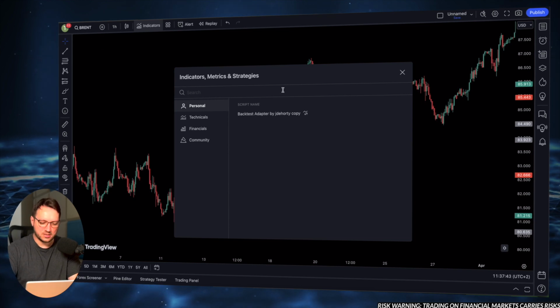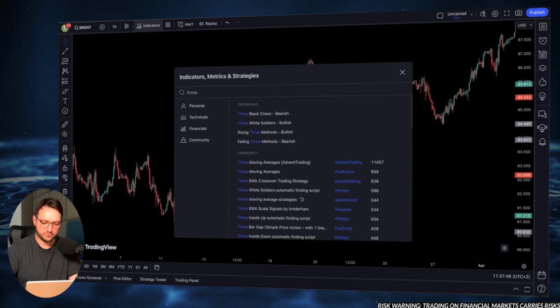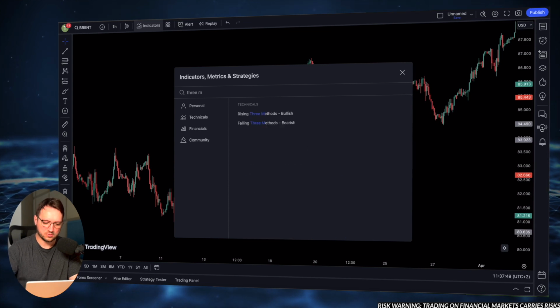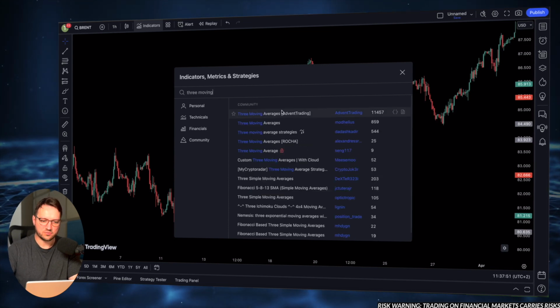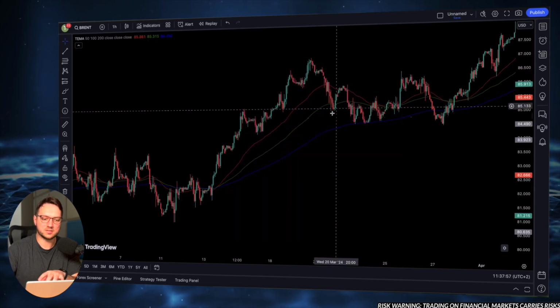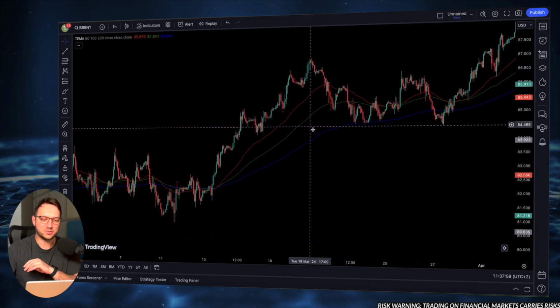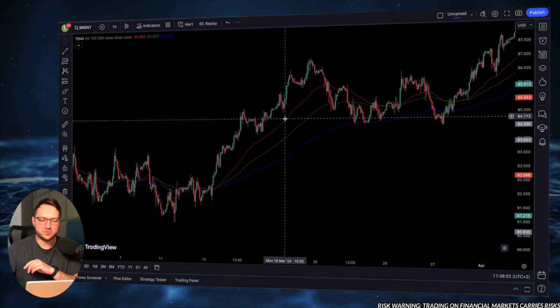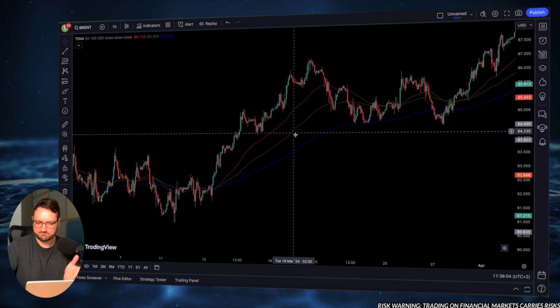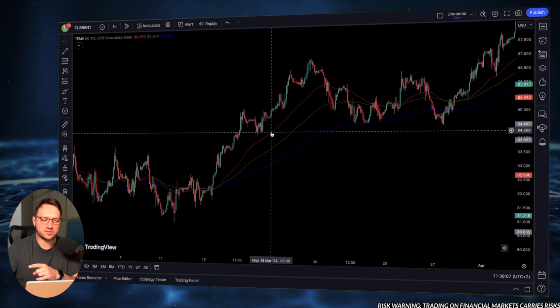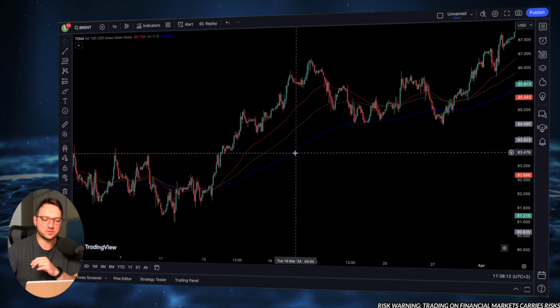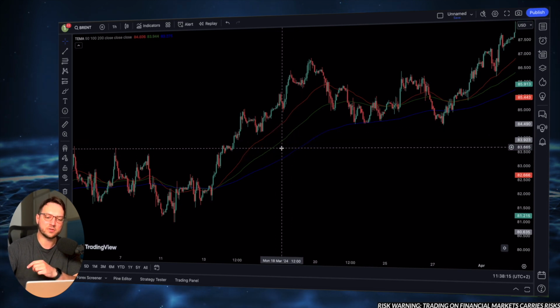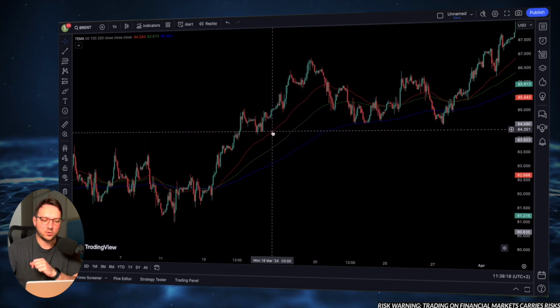So the first one is 3 moving averages. I think the best ones are by the username Advent Trading, because they are already straight out of the box, ready to go. These 3 moving averages you can add separately by yourself, but here is a quick, convenient way. Those moving averages analyze periods as follows: 50, 100, and 200. So they have different speeds of market analysis. And that's the first ingredient.